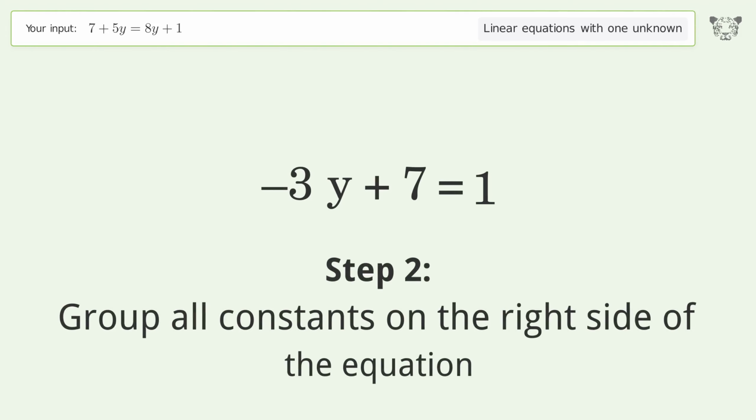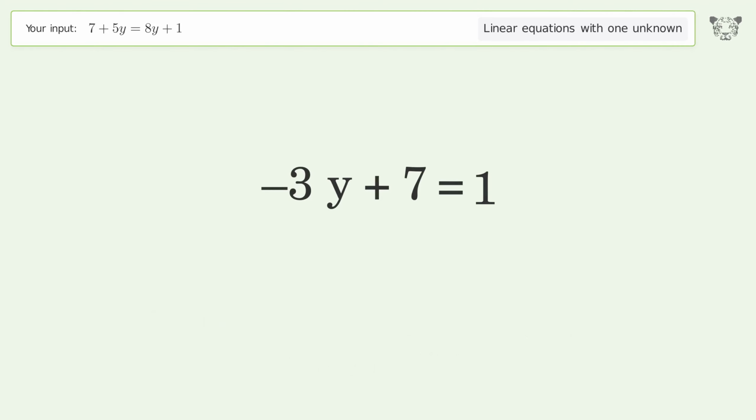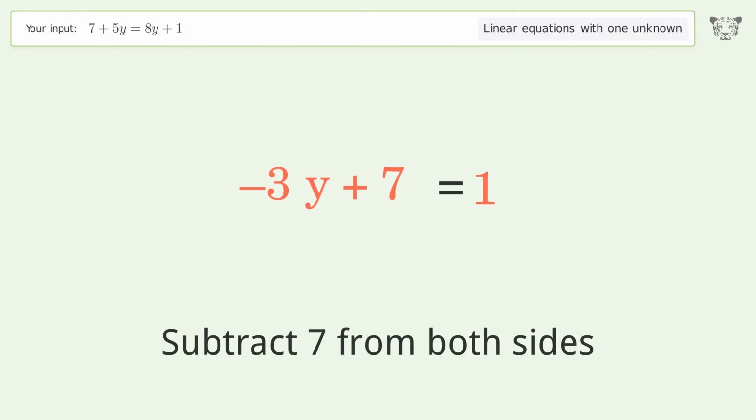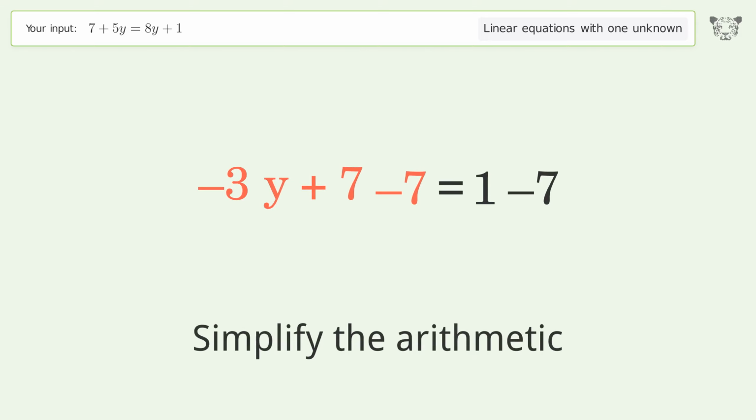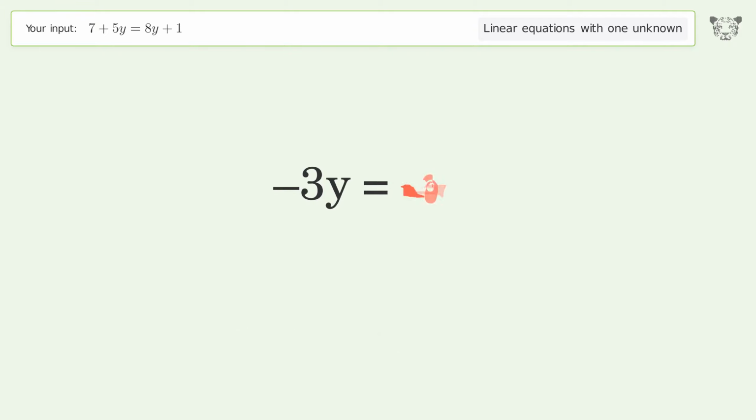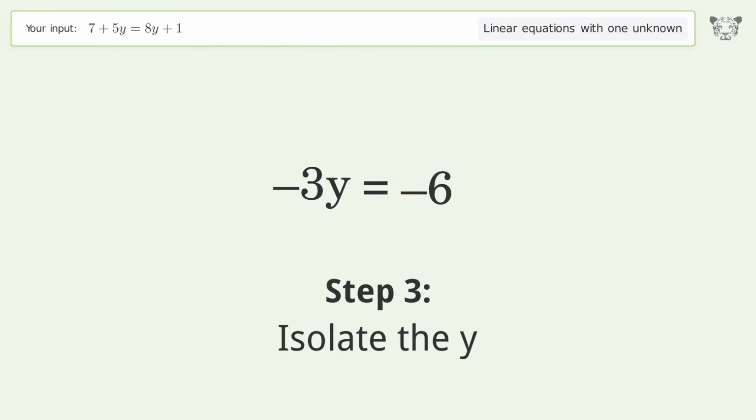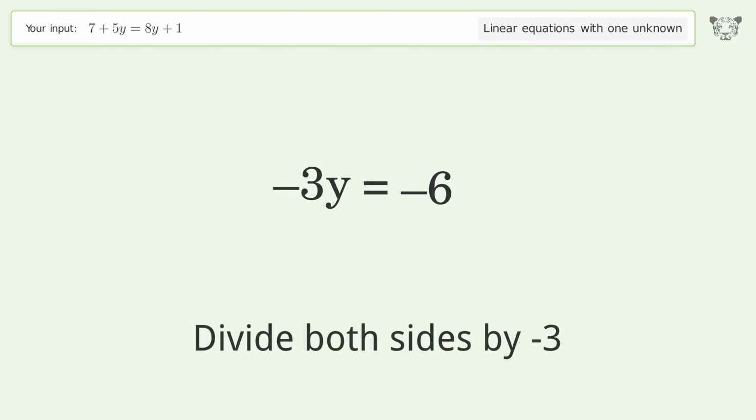Group all constants on the right side of the equation. Subtract 7 from both sides. Simplify the arithmetic. Isolate the y. Divide both sides by -3.